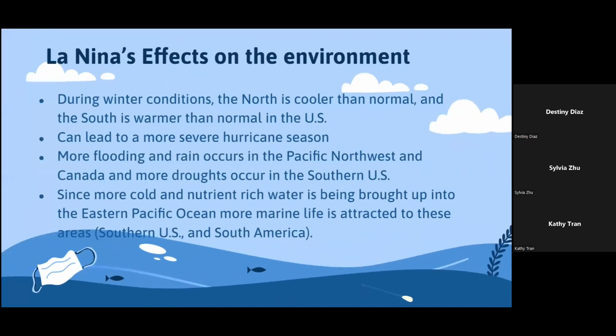La Nina's effects on the environment. During winter conditions, the north is cooler than normal, and the south is warmer than normal in the US. This can lead to a more severe hurricane season, and it can also lead to more flooding and more rain occurring in the Pacific Northwest and Canada. Also, more droughts occurring in the southern US. Since more cold and nutrient-rich water is being brought up into the Eastern Pacific Ocean, more marine life is attracted to these areas.